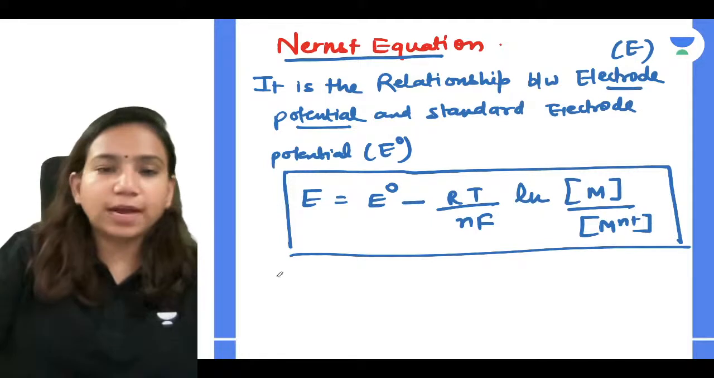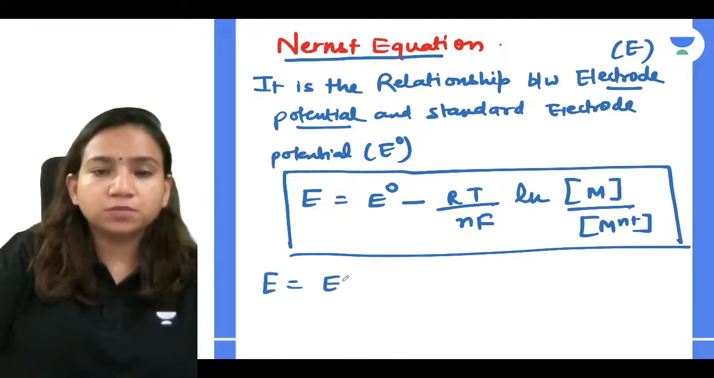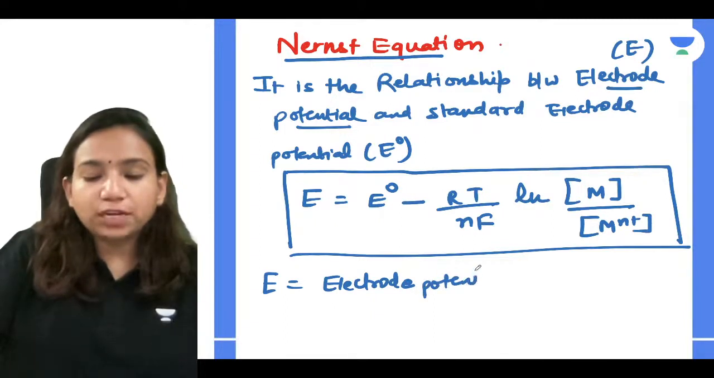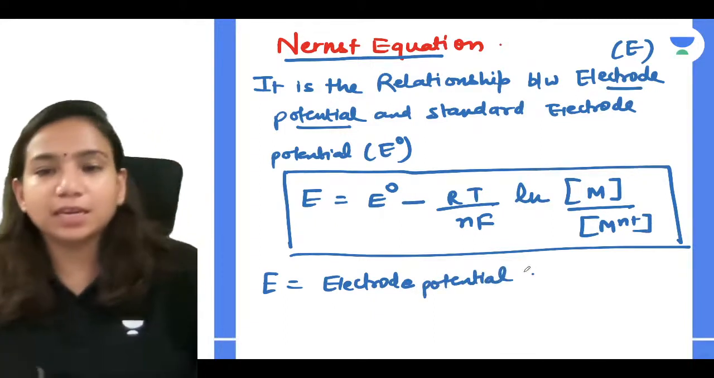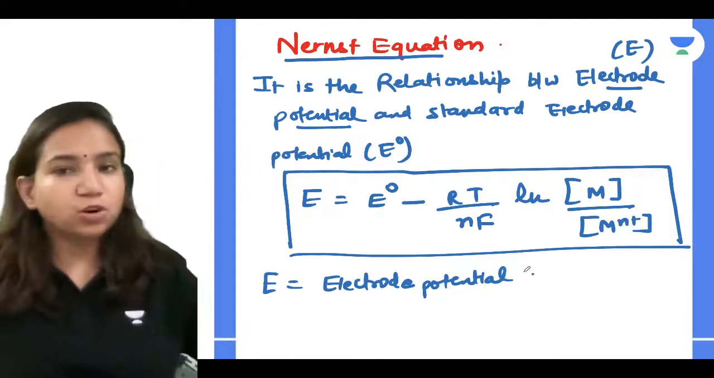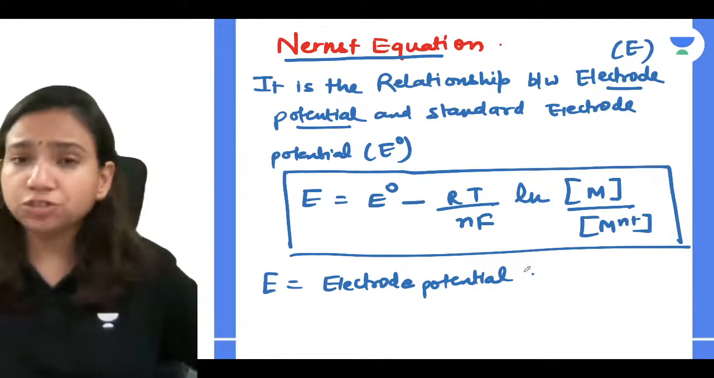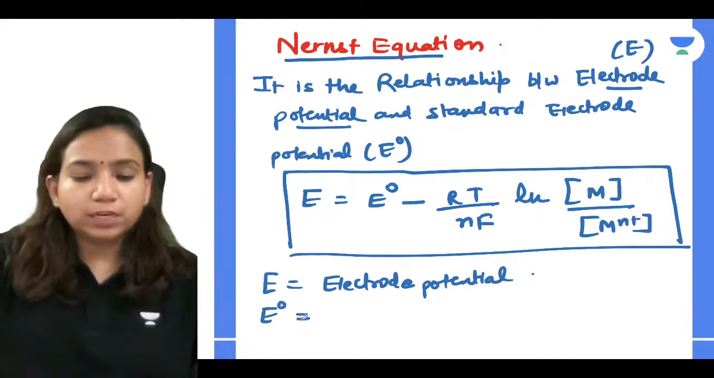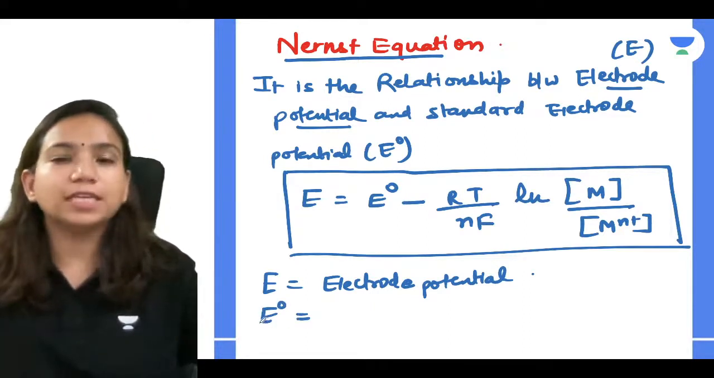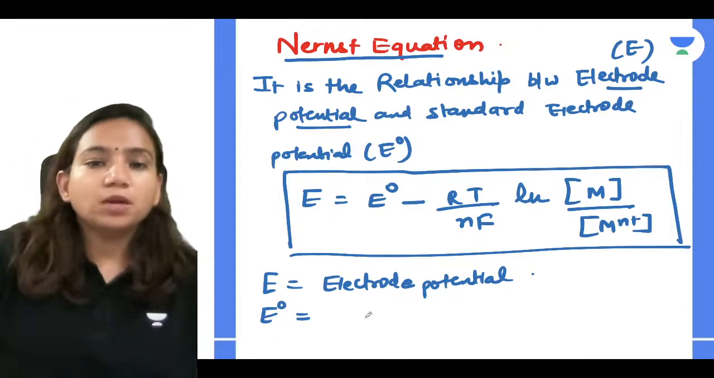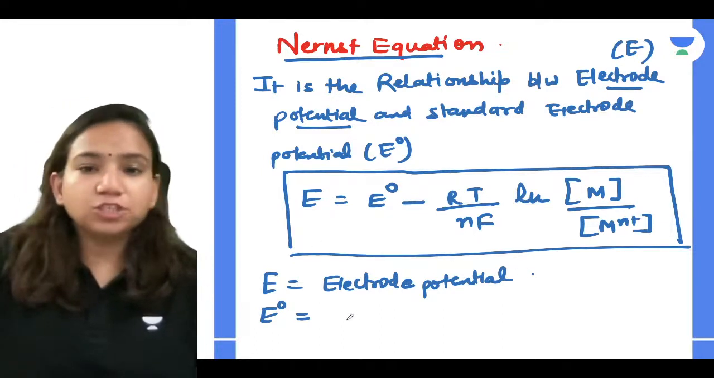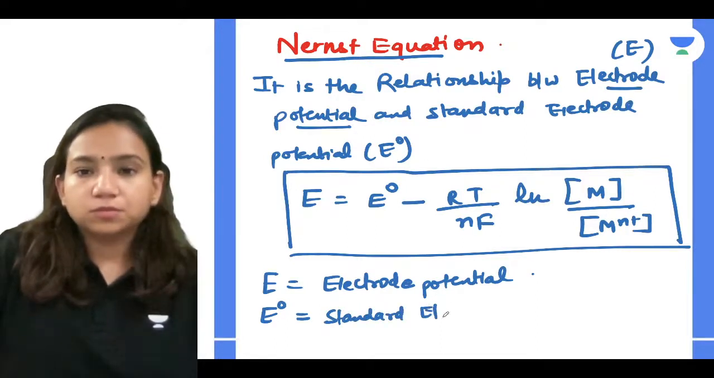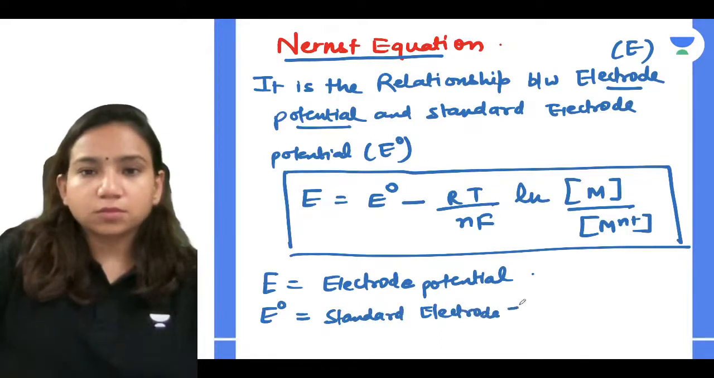So what is E over here, guys? E is the electrode potential, the tendency of an electrode to either lose or gain electrons. If it loses electrons, we define it as oxidation potential, or we call it the anode. If it gains electrons, we call it reduction potential, occurring at the cathode. Now E is the electrode potential, and E naught is the standard electrode potential.